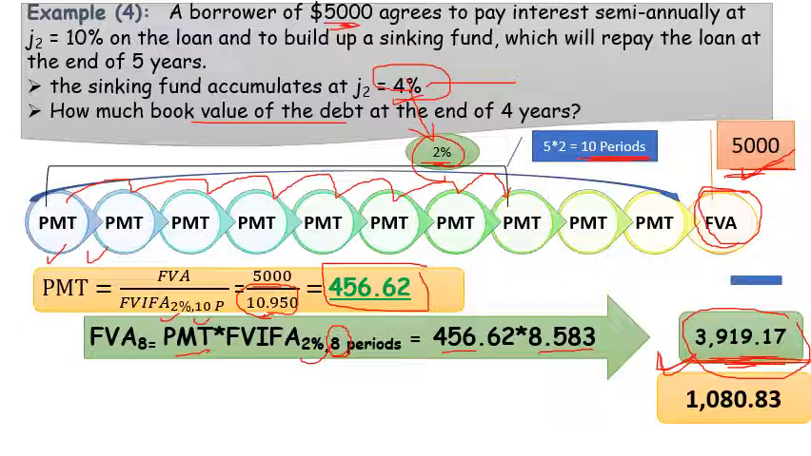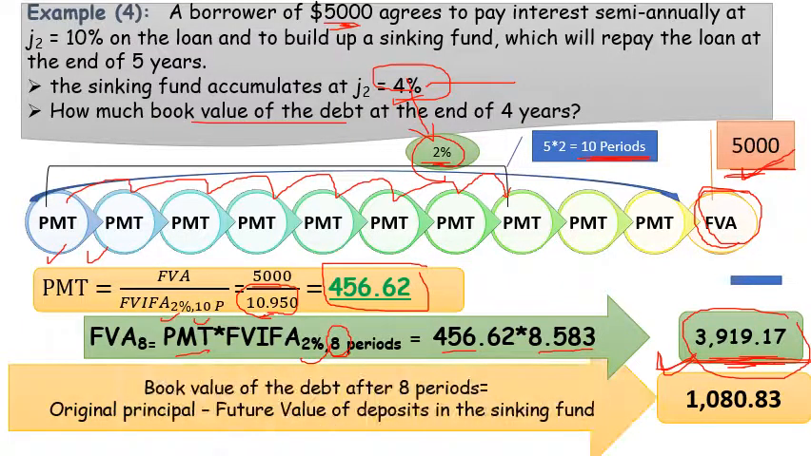dollars, so $1,080. So the book value, or outstanding balance of debt after 8 periods, will be the original principal, in our case 5,000, minus the future value of the deposits in the sinking fund at the end of period 8. So 5,000 minus 3,919 equals $1,080, which is the book value of the debt.